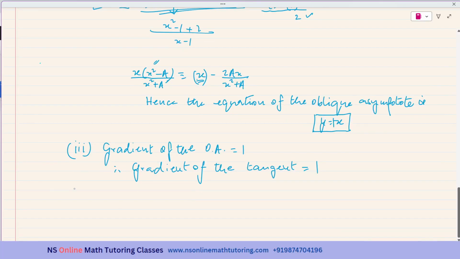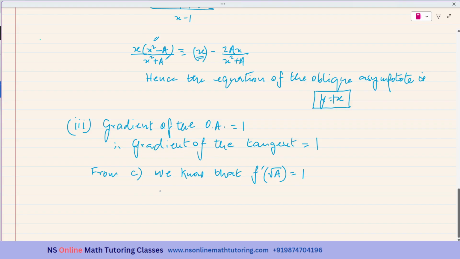So from subpart C, we know that f prime of root a is equal to 1. So therefore the x coordinate of the point is root a.